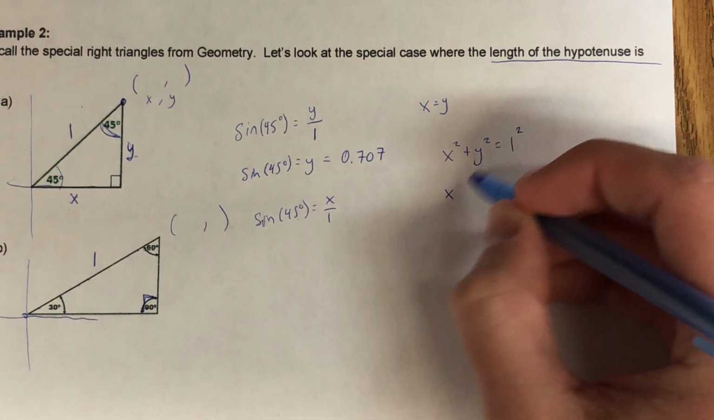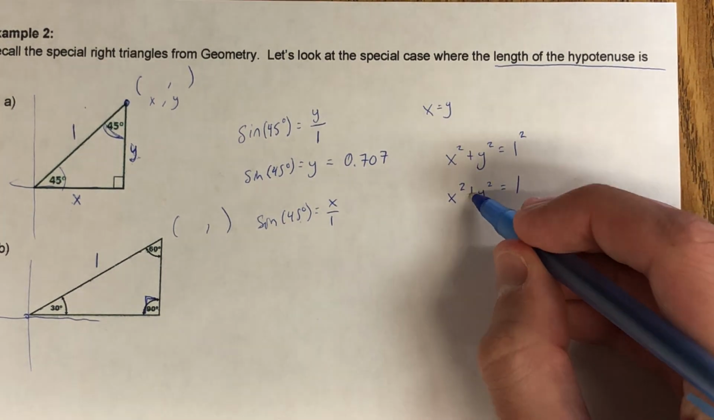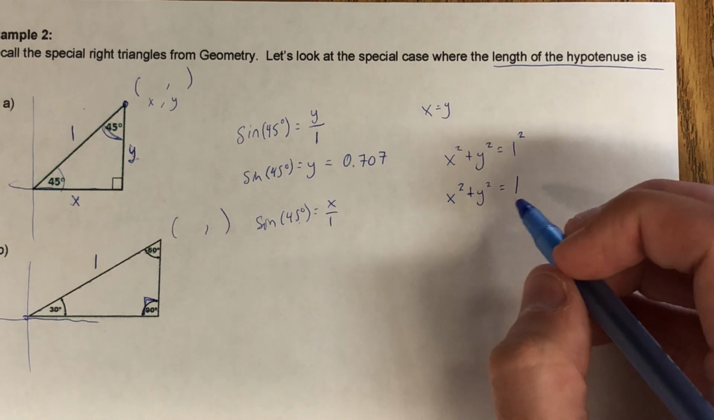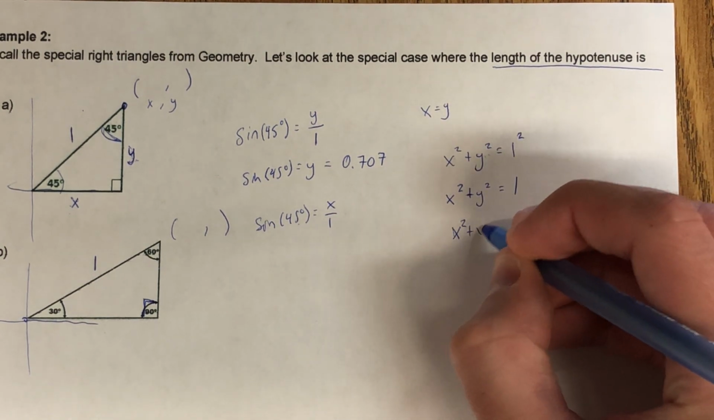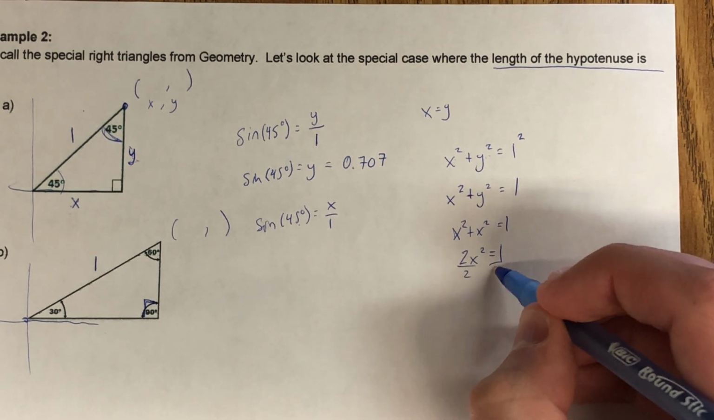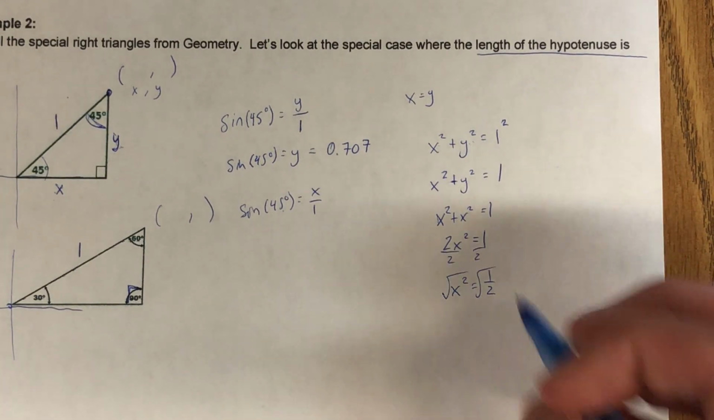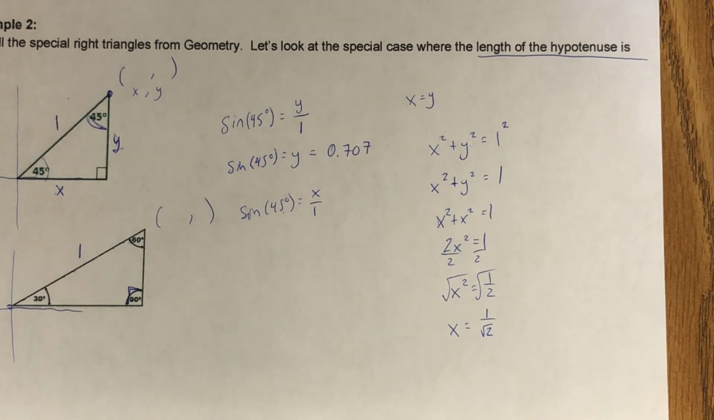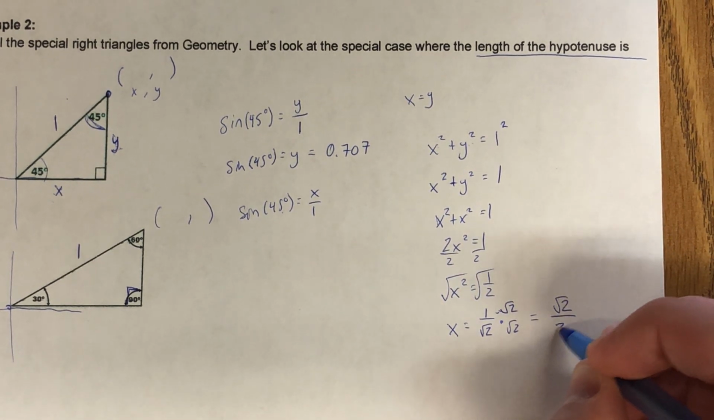So we have x squared plus y squared equals 1. Since x and y are equal, I could write this as x squared plus x squared equals 1, or 2x squared equals 1. Divide both sides by 2. I get x squared equals 1/2. Take the square root, and we get x equals the square root of 1 over the square root of 2, or 1 over root 2. Let's simplify: multiply top and bottom by root 2, and we get root 2 over 2.